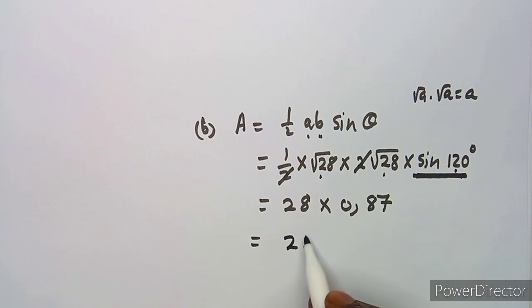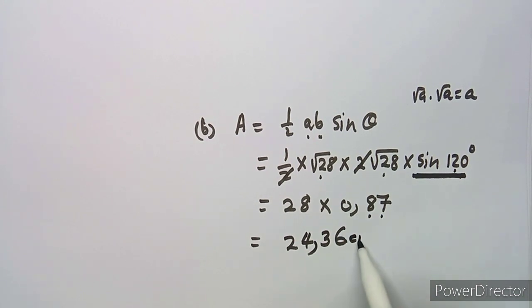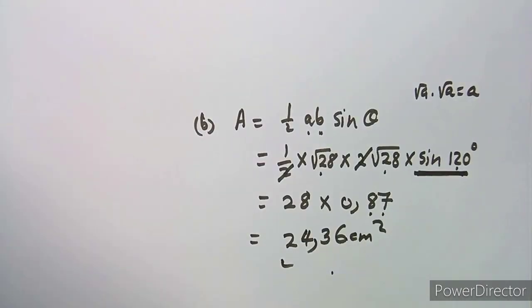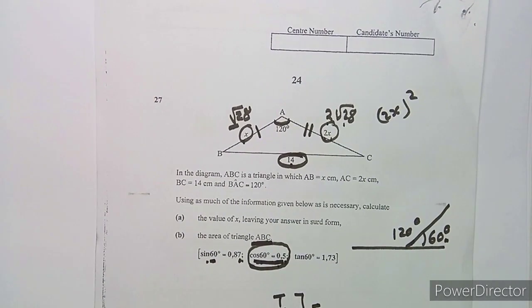You are going to obtain 243.6, and how many decimal places? 1, 2, which is going to be square centimeters. So that's your area, guys. That's what we had as our last part actually. So that is the last part that we had.